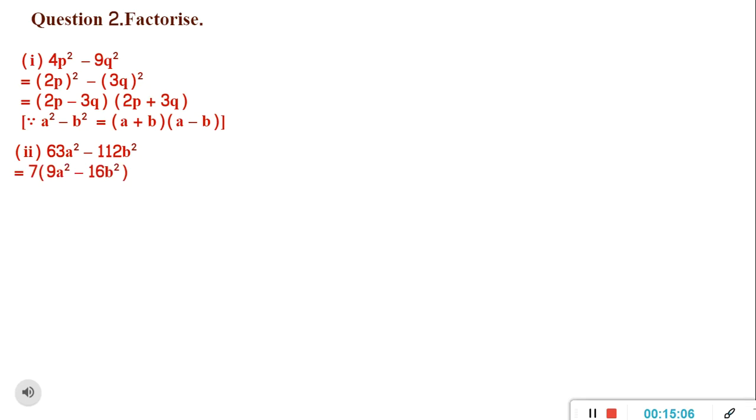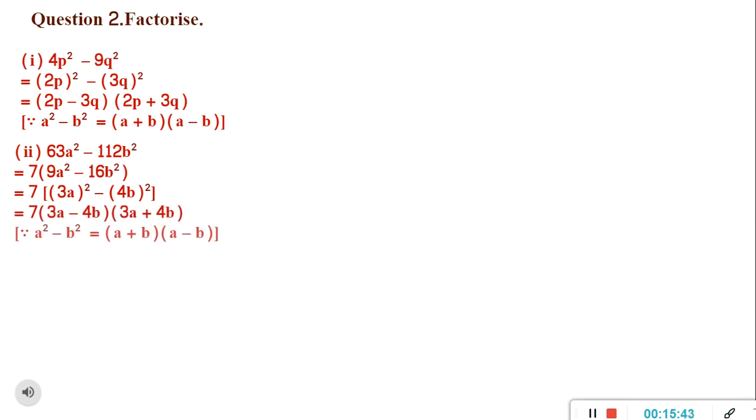So let me take 7 as a common factor and keep it outside. Now what is left out inside? That is 9a square minus 16b square. Now we got a square minus b square because 9a square can be written as 3a whole square. 16b square can be written as 4b whole square. 7 is common, in every step you have to write 7 is common and inside bracket a square minus b square. Here what is a? 3a become a and 4b become b. So we got 7 into 3a minus 4b into 3a plus 4b. Clear? 7 is common for both the terms.